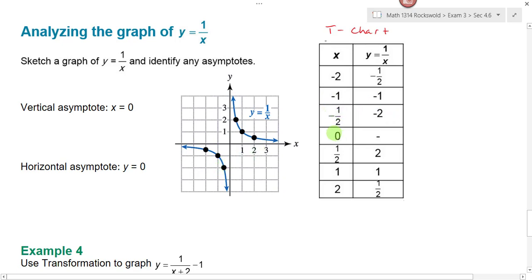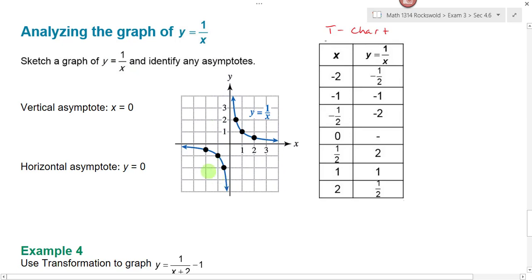When x is equal to 0, this is undefined, so that's where my vertical asymptote is. That's why I don't have a y value here. If x is equal to 1/2, 1 divided by 1/2 is 2, so that gives me this point. And then I get these other 2 points, connect the dots, and I have a horizontal asymptote at the x-axis, y equals 0, because the degree of the numerator is less than the degree of the denominator. That's why I have a horizontal asymptote here. I have a vertical asymptote at x equals 0, because that's where the denominator is equal to 0 here.